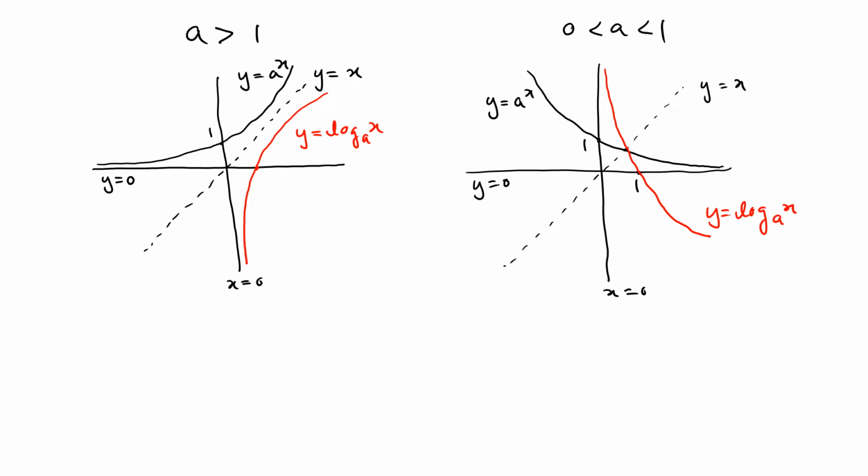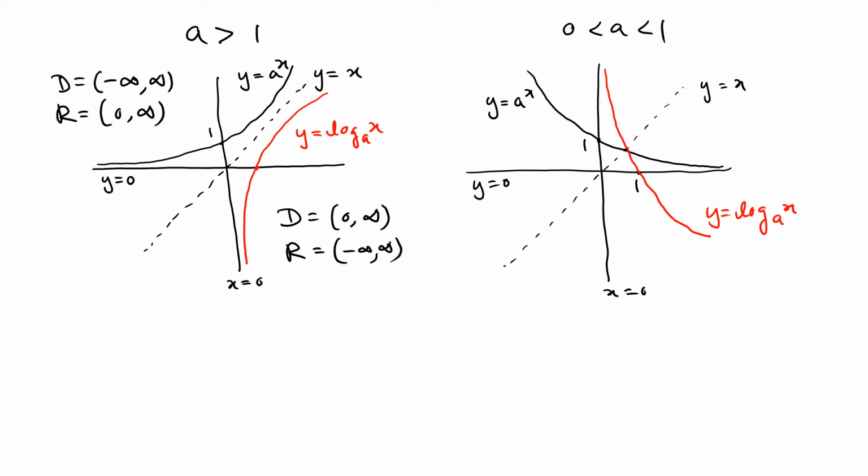So there are some properties that you can see. Let's look at the domain and range first. The domain of the old function was negative infinity to positive infinity, and the range of the old function was 0 to infinity. When you take the inverse, they switch each other. So the new domain is from 0 to infinity, and the new range is from negative infinity to positive infinity. The same thing happens here: the domain of the original function is negative infinity to infinity, and the range is from 0 to infinity.